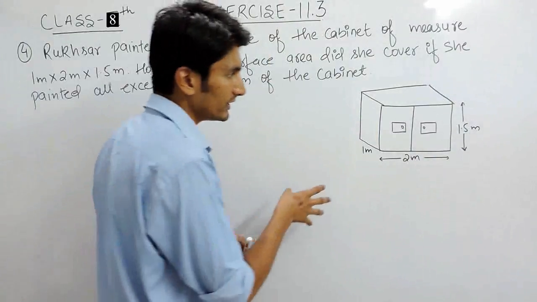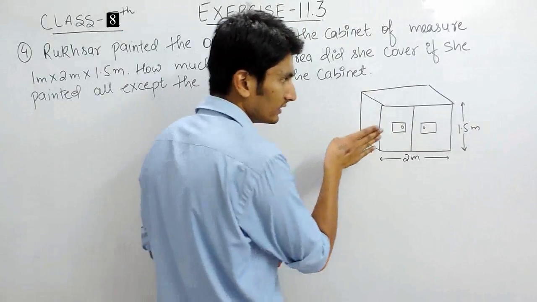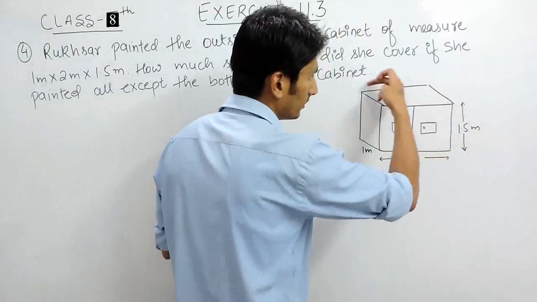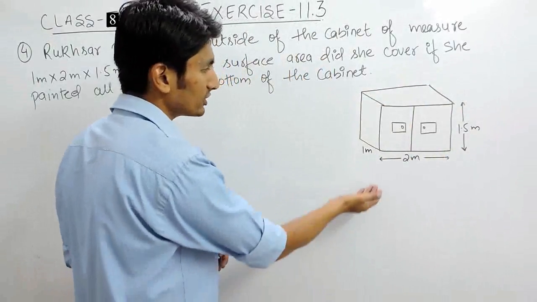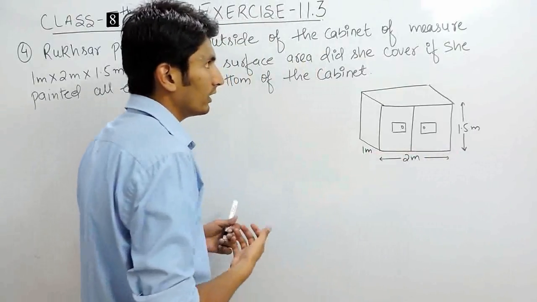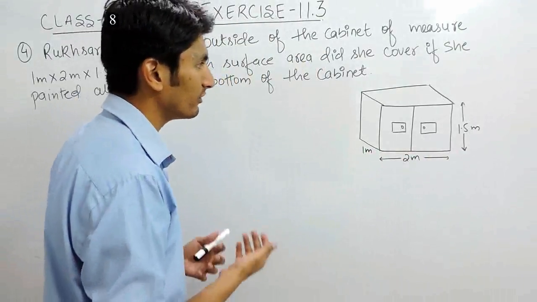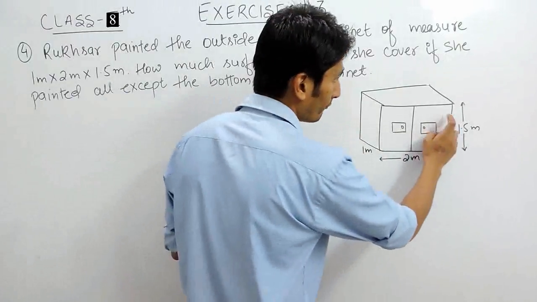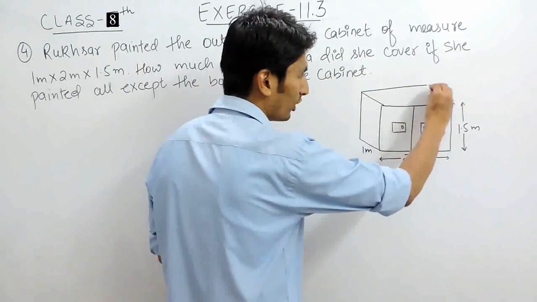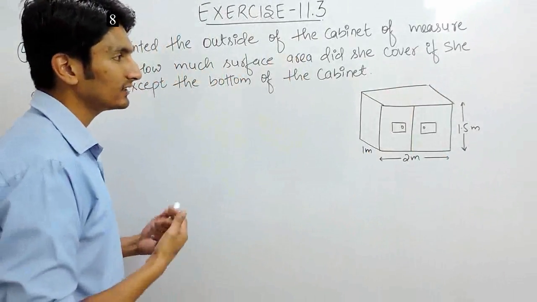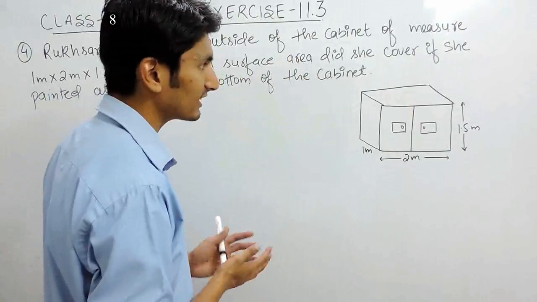If we look closely, she has to paint the four walls and the top. And because she is not painting the bottom, we won't be finding out the total surface area, but the area of four walls plus the area of top. And the area of four walls is known as the lateral surface area.